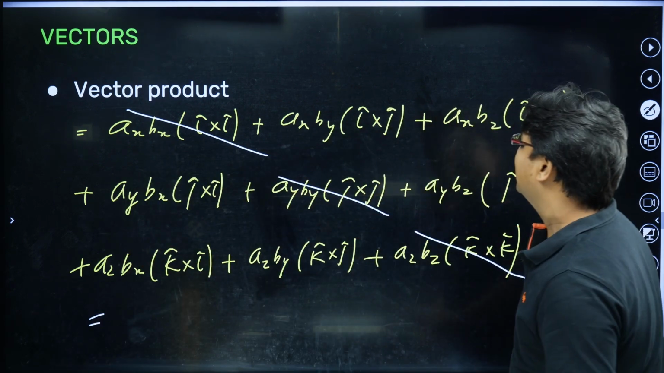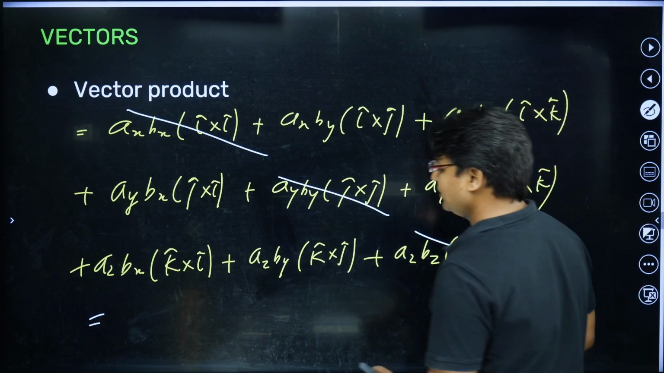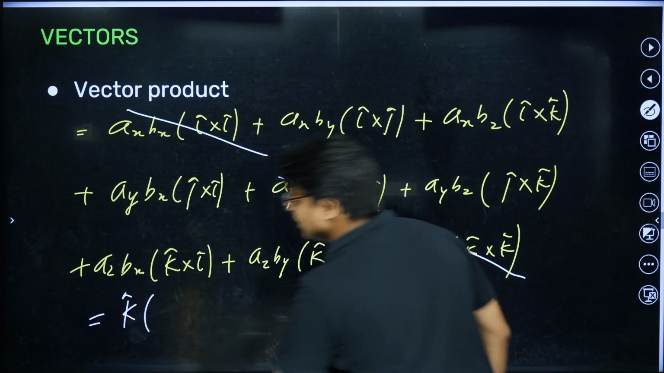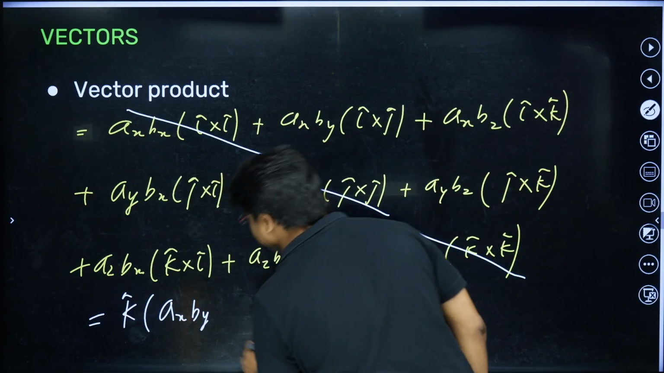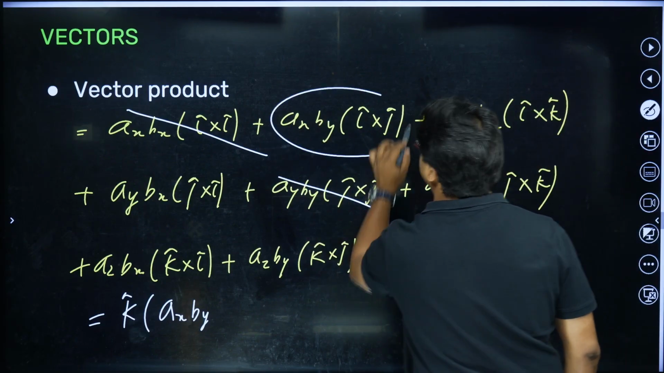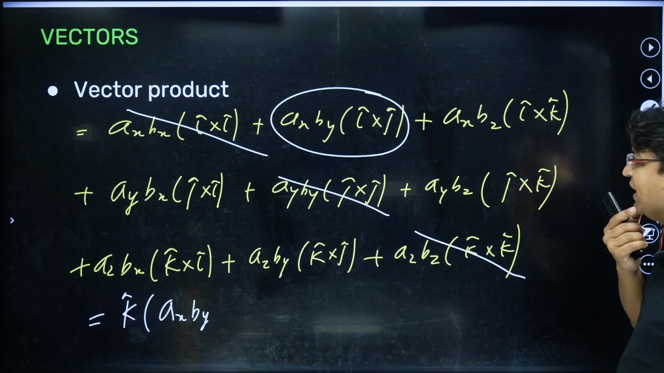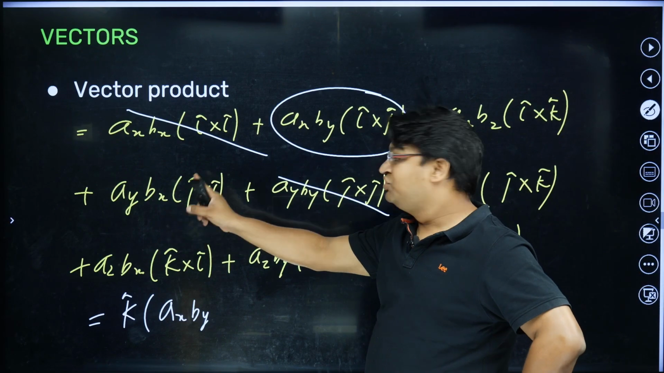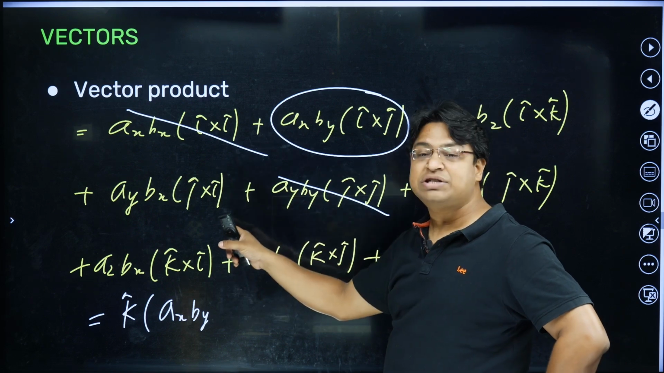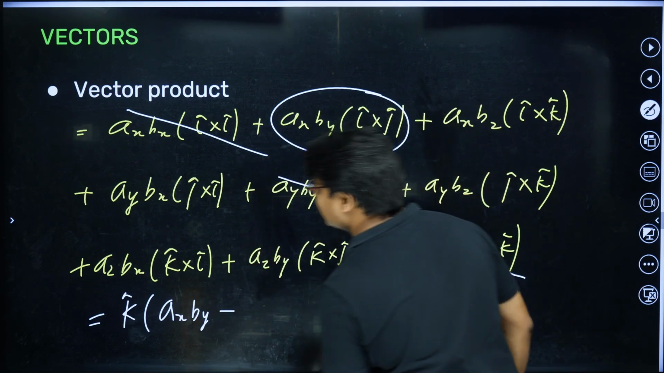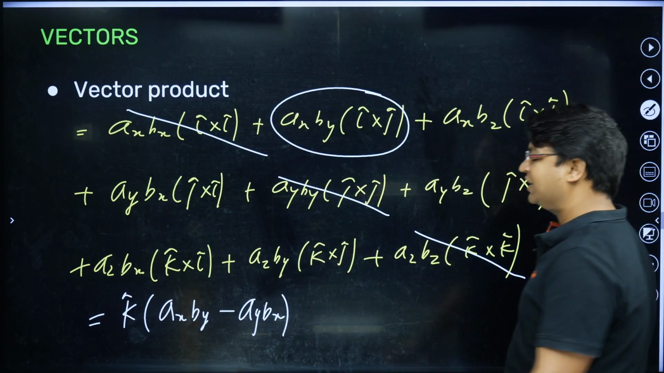Now notice, this is i cross j, so i cross j will be k. Let me first collect the terms involving k. So this is ax by. I've taken care of this. The other term involving k will appear when we have i and j again. Here we have j cross i, not i cross j. This was i cross j, so we got a k. This is j cross i, so we'll get a minus k. So I'll put a minus here and then write ay bx. So I've taken care of this also.